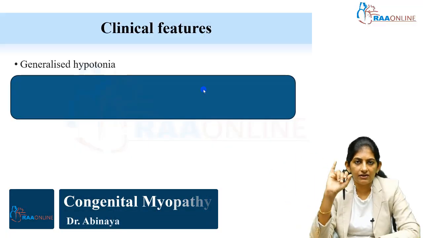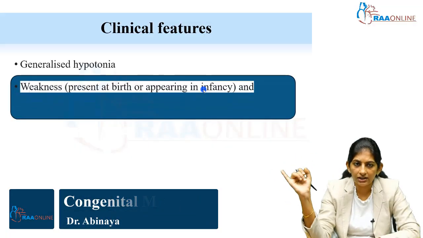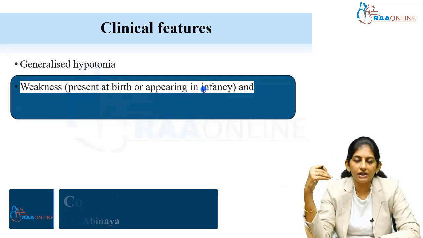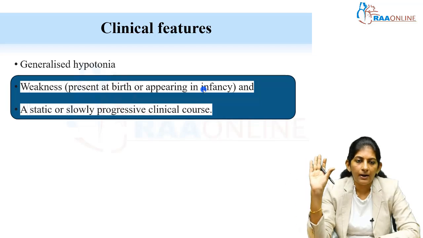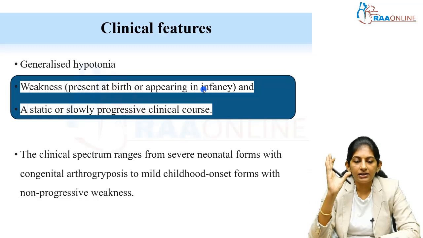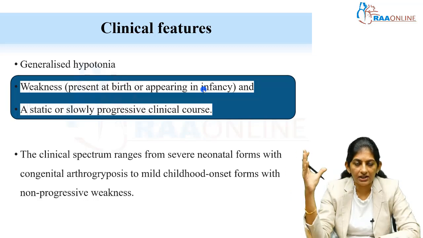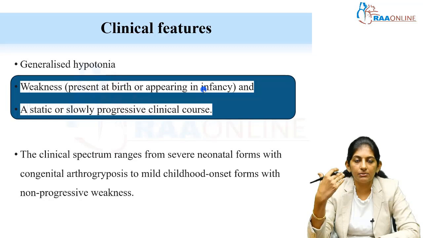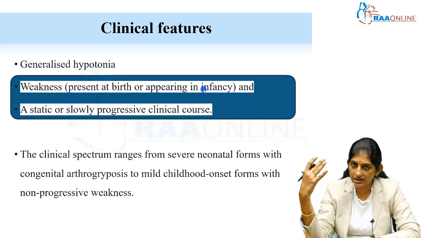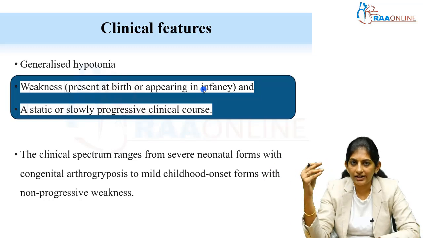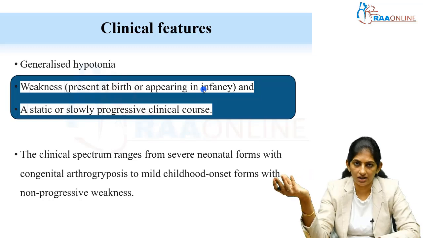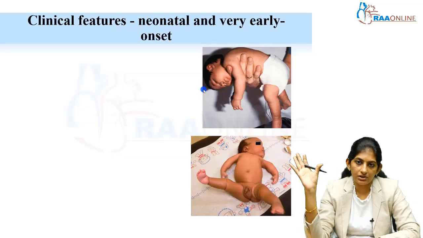All these myopathies will have generalized hypotonia, no doubt among that. Weakness can be present at birth or it can appear a little later in infancy, and it is a progressive clinical course, but a slowly progressive clinical course. And the clinical picture is a spectrum. It can range from a severe neonatal form, that is at birth itself the child has respiratory failure needing invasive ventilation, or the child can have a mild childhood onset form where there is a non-progressive weakness, only the child needs some assistance in walking. So it is a spectrum of disease.